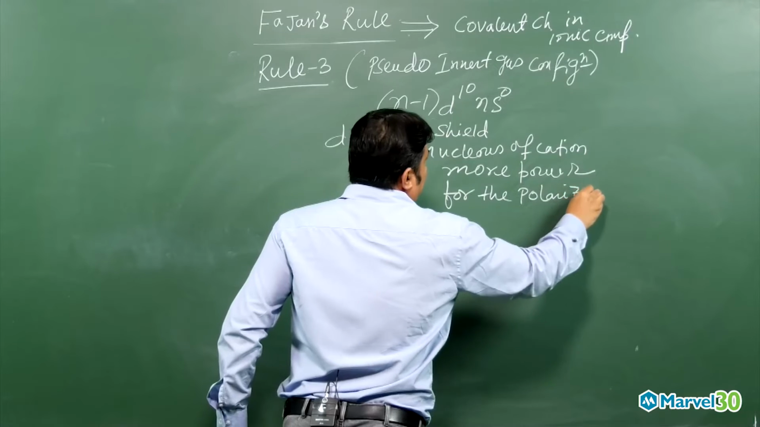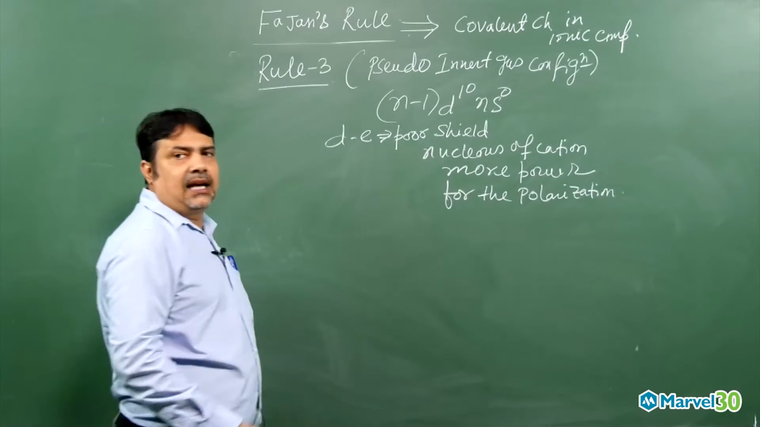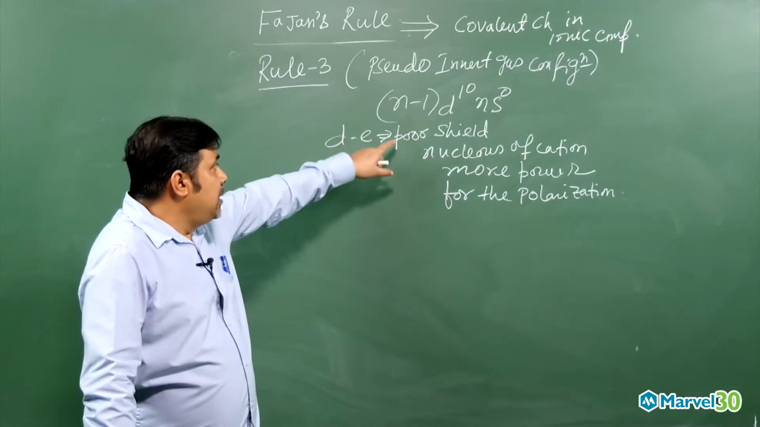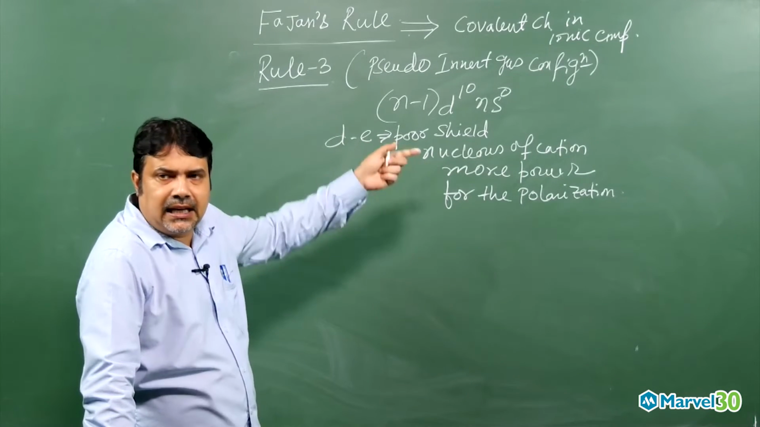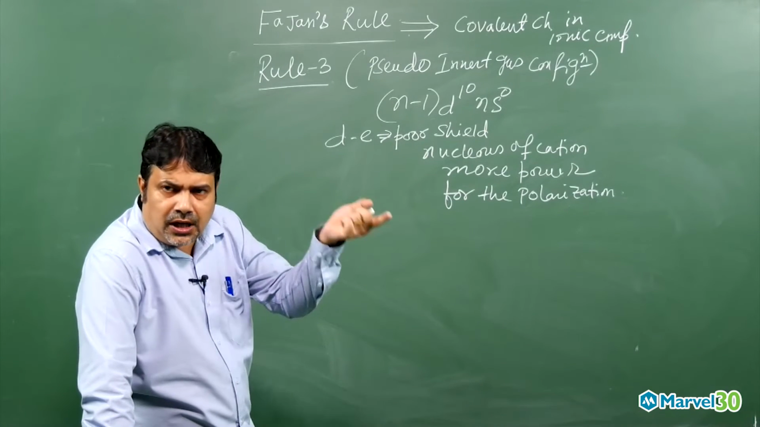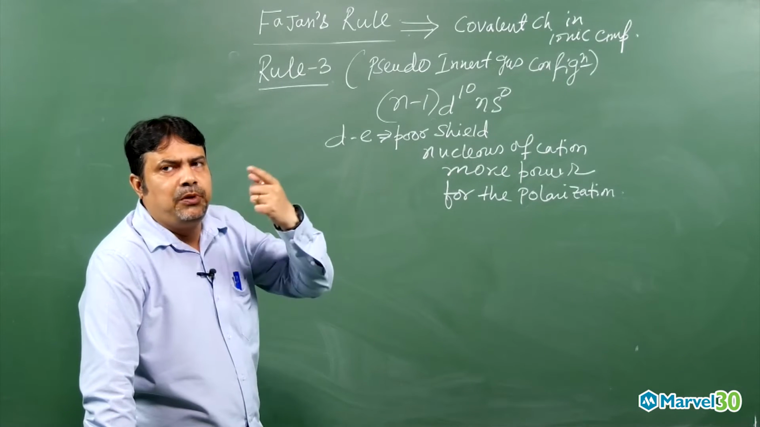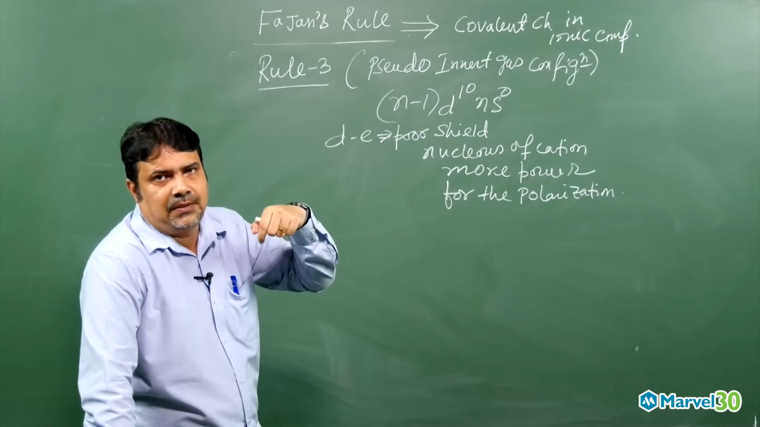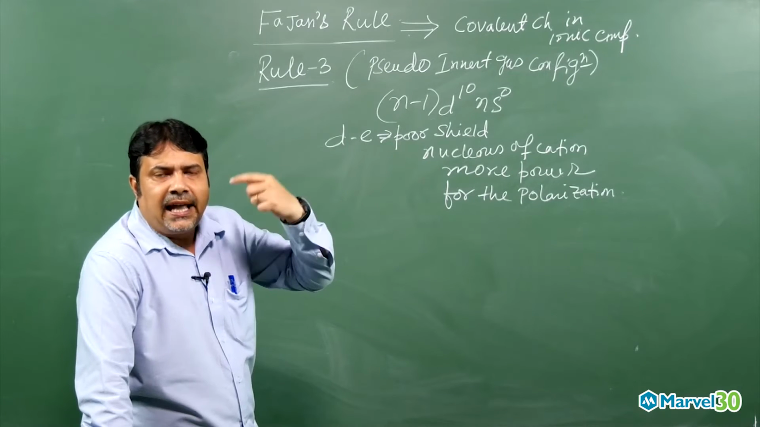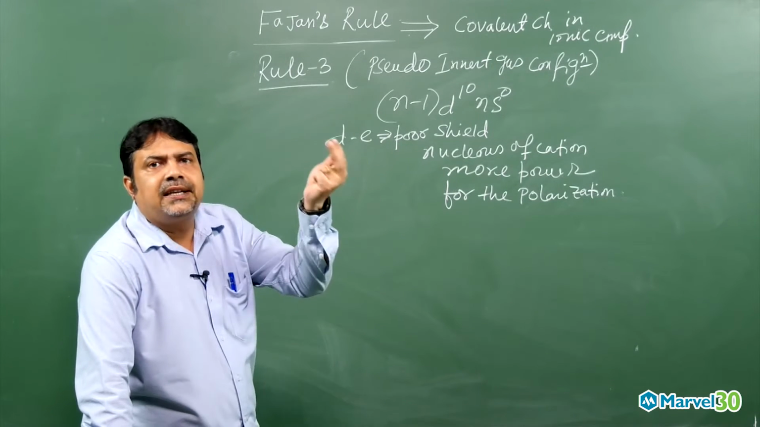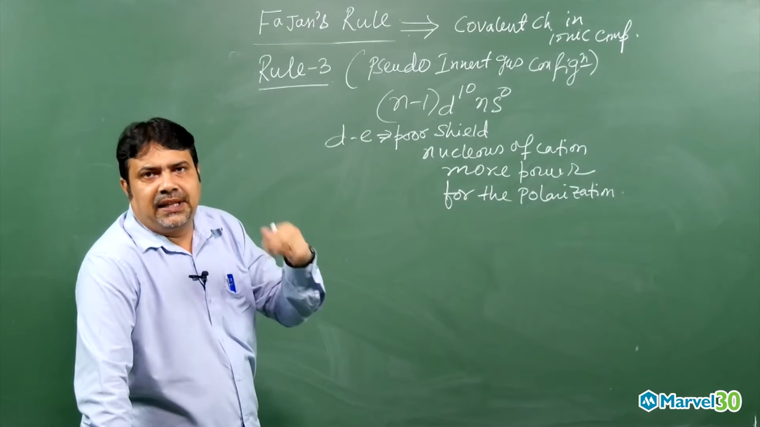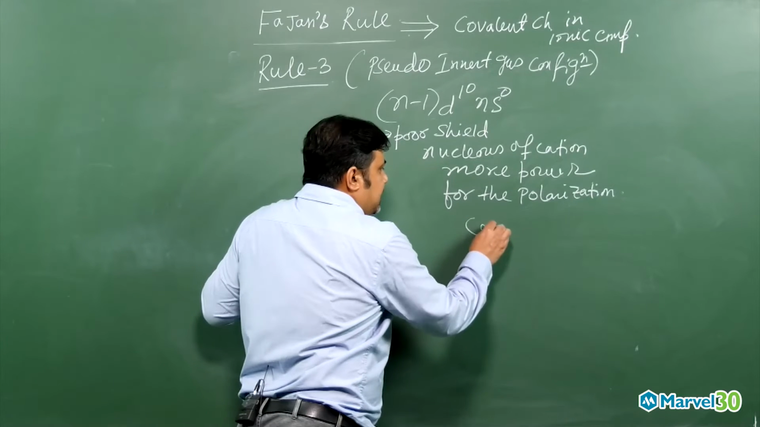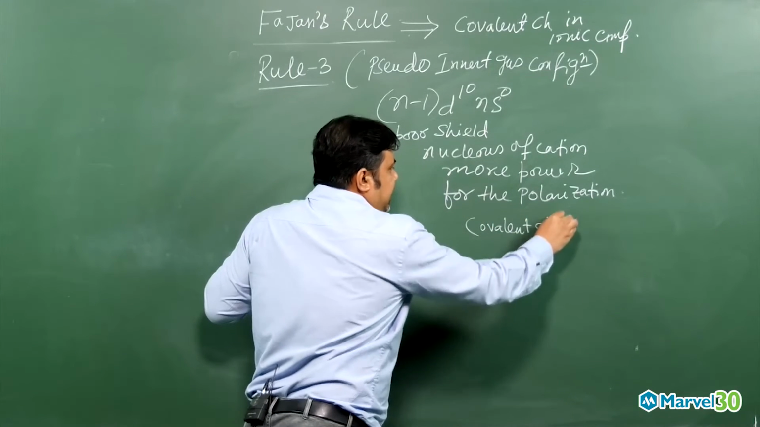And in that case, what will happen? It will take the electron from the anion towards itself in a more powerful way. Whenever the d electron is present, it has poor shielding. It cannot cover the nucleus properly. When it cannot cover the nucleus properly, the nucleus will be more powerful and will attract the electron from the anion towards itself. The polarization power of that cation will be more, so it can take the electron density from the anion towards itself. Then sharing of electrons will take place, and the covalent character will increase. This is the idea.